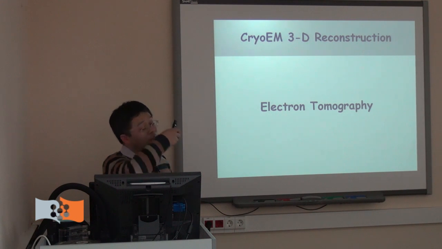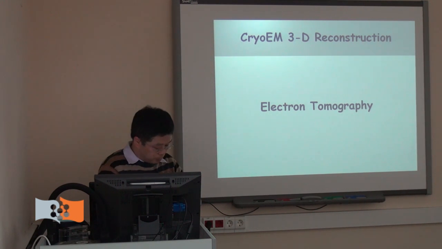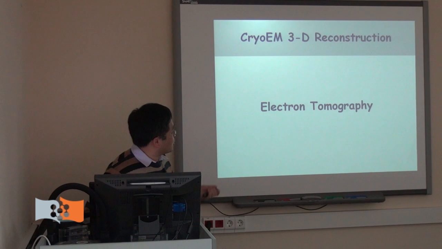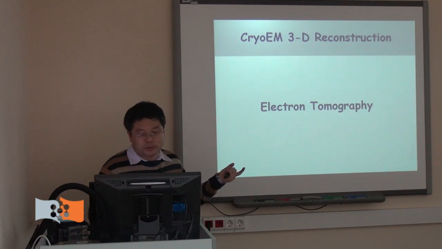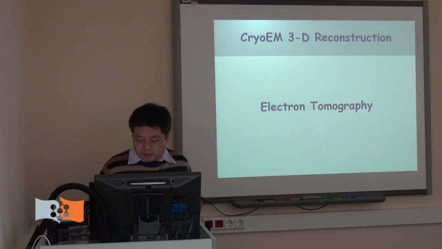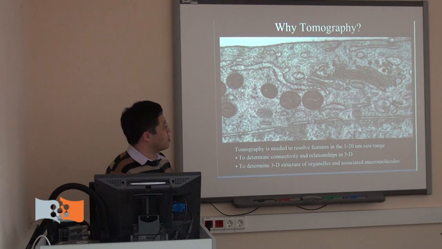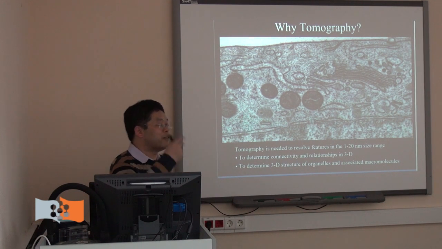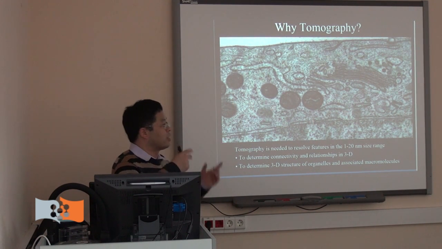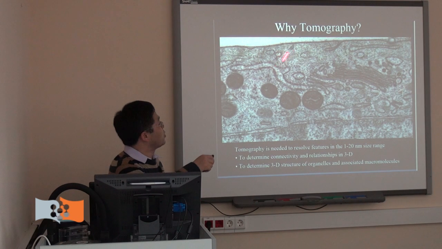So another typical way is electron tomography. The principle we have already shown. So electron tomography treats the objective differently. For single particle, as we said, we have to get very homogeneous. You have to purify your sample out, get a homogeneous sample.